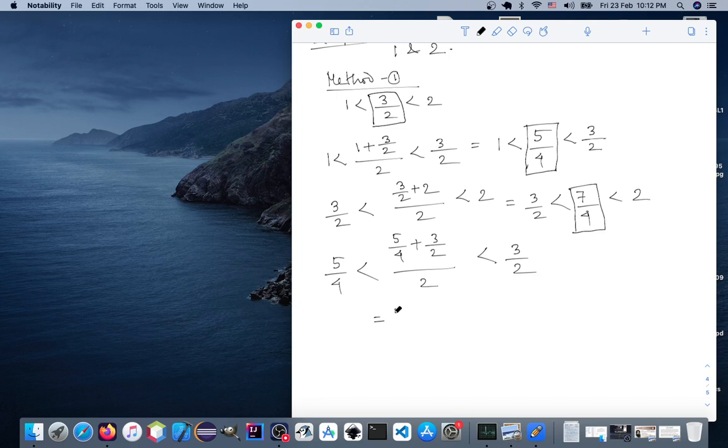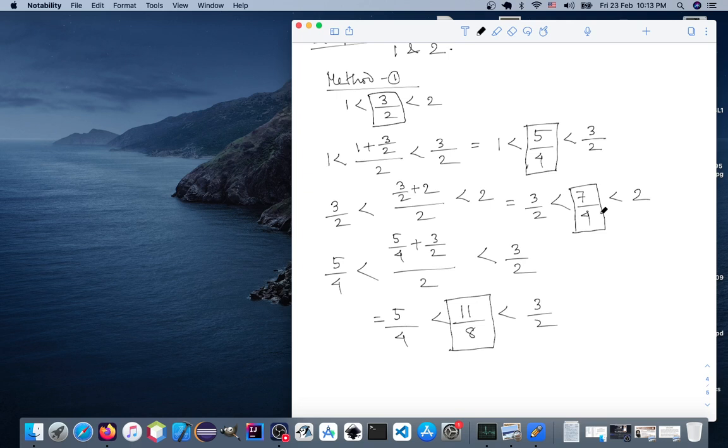If we simplify this, this becomes 5 by 4 plus 3 by 2. This becomes 11 by 4, and this becomes 11 by 8. So we have found another rational number. All these four rational numbers are between 1 and 2.